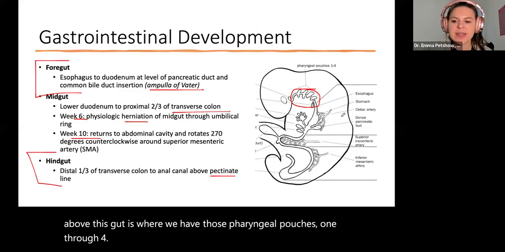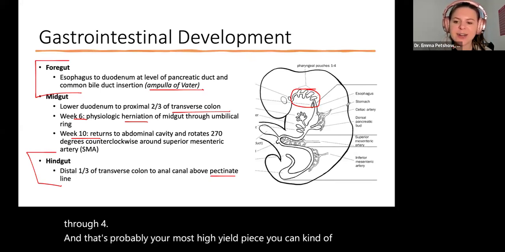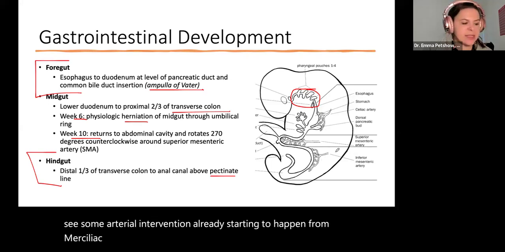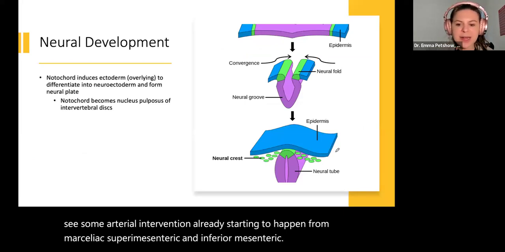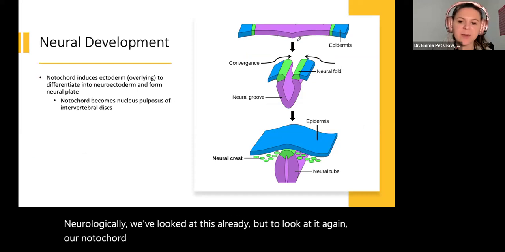I think that's probably your most high yield piece. You can kind of see some arterial intervention already starting to happen from our celiac, superior mesenteric, and inferior mesenteric. Neurologically, we've looked at this already, but to look at it again, our notochord is going to induce the ectoderm overlying to differentiate into neuroectoderm and form our neural plate.